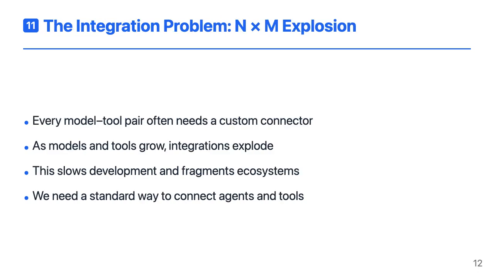As more models and tools appear, integration becomes a serious bottleneck. Traditionally, each model tool pair needs its own custom connector. If you have N models and M tools, you're staring at an N times M integration problem. That doesn't scale. It slows down development, fragments the ecosystem, and makes it hard to reuse tools across applications. The field needs a standard way for agents to discover and use tools without bespoke glue code for every combination. That's the motivation behind the Model Context Protocol, or MCP.